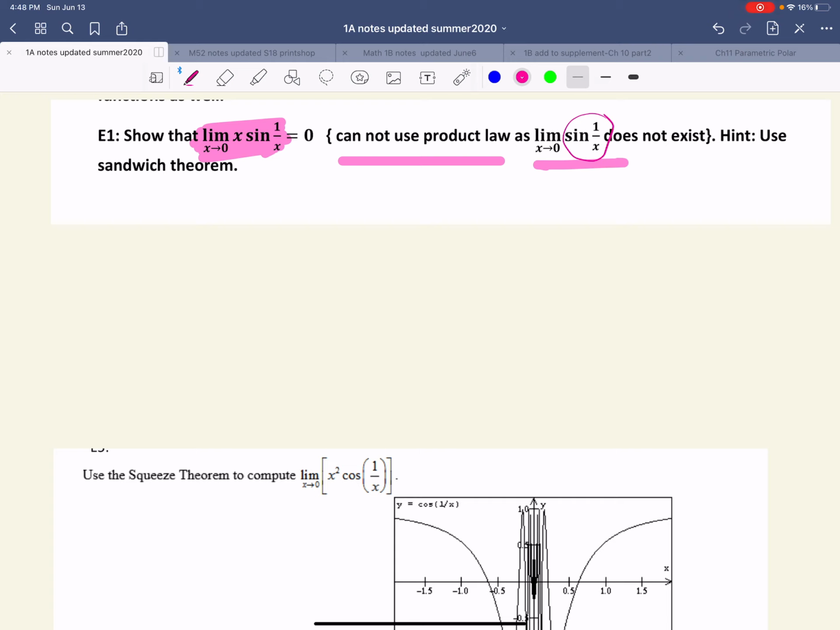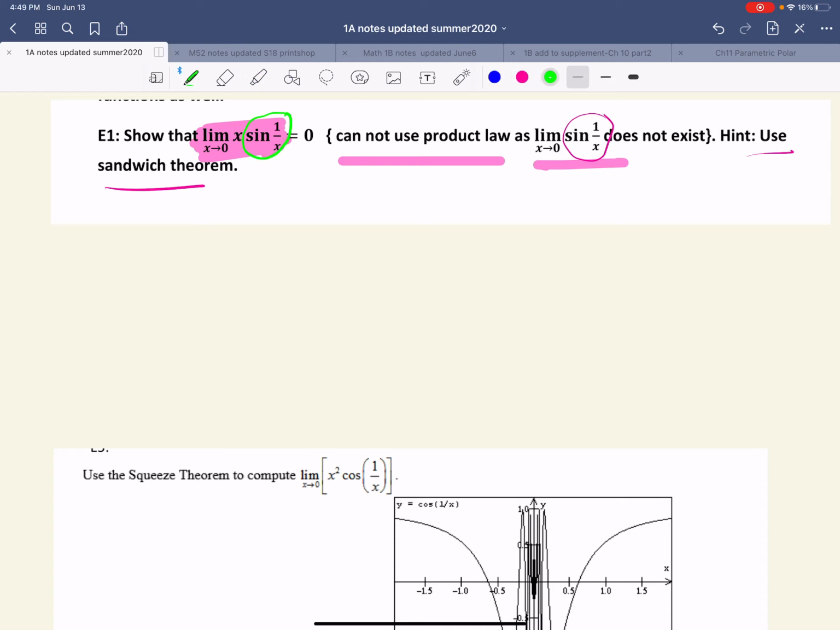Sine of 1 over x as x approaches 0, we saw the oscillations were getting bigger and we were getting positive and negative values from both sides. This limit does not exist, so we couldn't use the product law. So we're going to go ahead and use the sandwich theorem. We know we can sandwich any trig function.